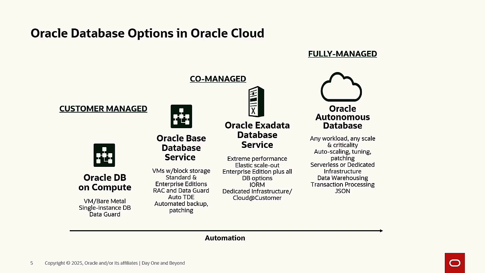And on the right side, we have Oracle Autonomous Database Service, which is our fully managed service. Our goal with autonomous database is to make it as easy as possible with Oracle databases. So you don't have to worry about scaling, tuning, patching. It does it all on its own. We have two deployment options here, a serverless option and also a dedicated deployment, optimized for data warehouse or transaction processing, and also JSON workloads.